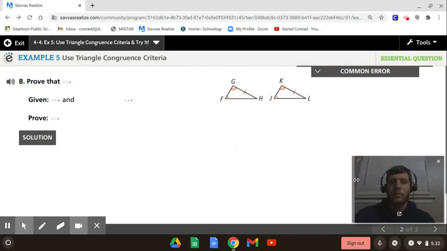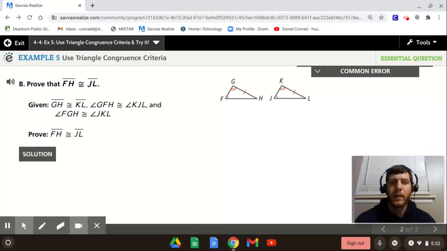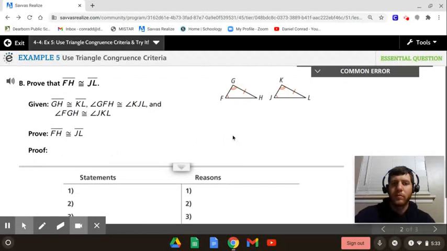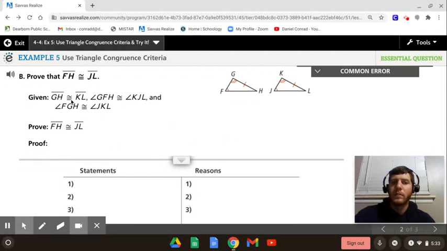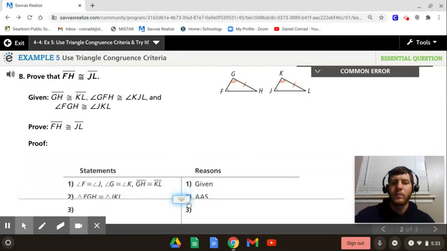So it says prove that segment FH is congruent to segment JL here. And it gives us some information. I'm going to click solution so I don't have to write it all out here. So it gives us that segment GH is congruent to segment KL. Angle GFH is congruent to angle KJL. And angle FGH is congruent to angle JKL. So those are your givens, so that's what you're going to write first.